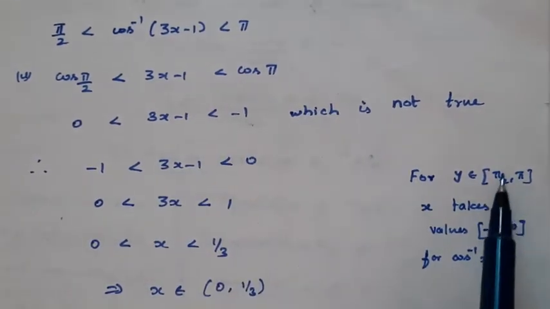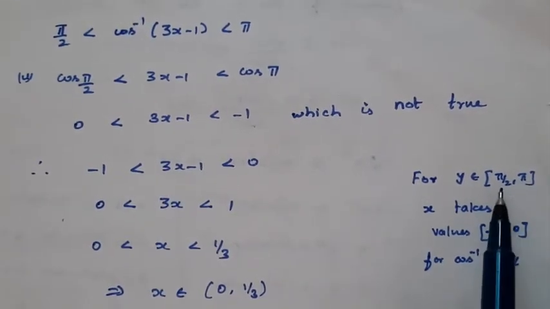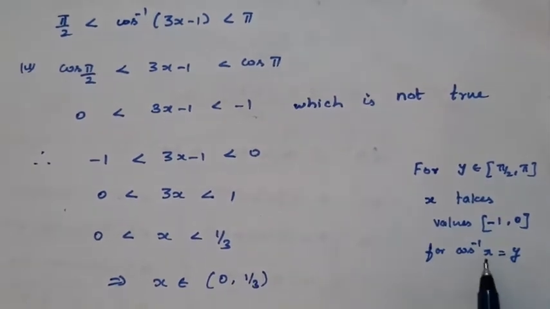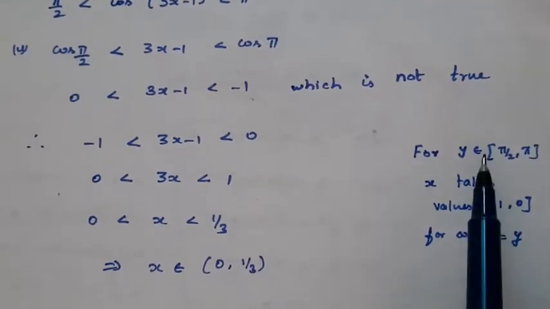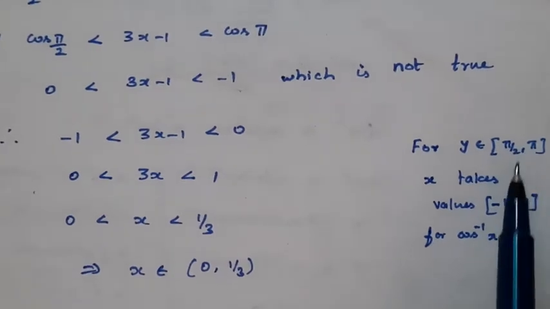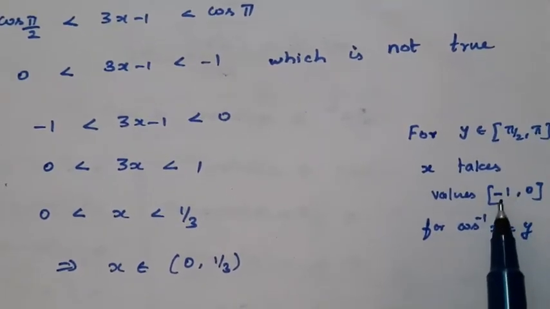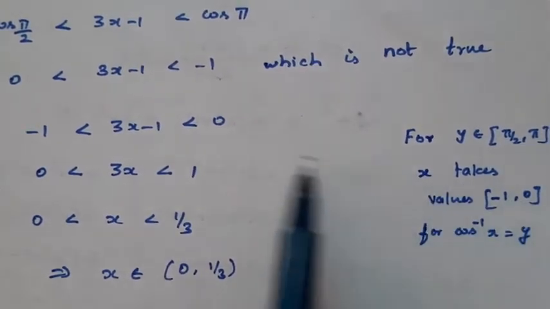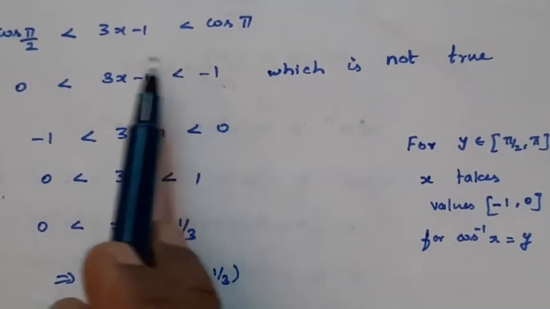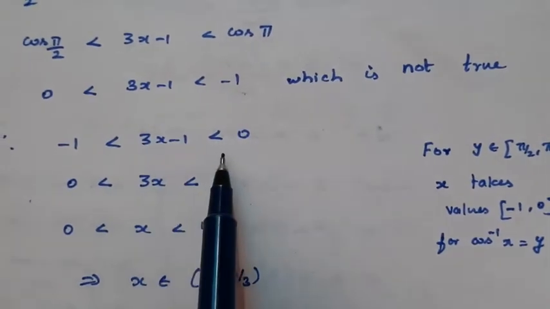Moreover, for angles in the second quadrant, that is pi by 2 to pi, cos inverse of x is equal to y, where y belongs to the second quadrant pi by 2 to pi, the cos value will range from minus 1 to 0. Therefore, it should be like this. You have to take this as minus 1 less than 3x minus 1 less than 0.